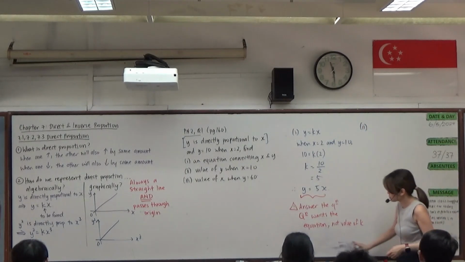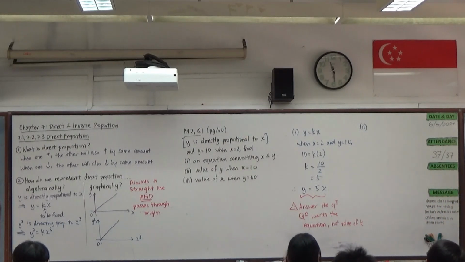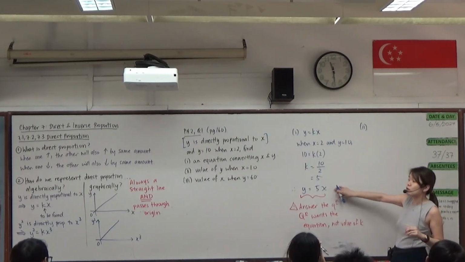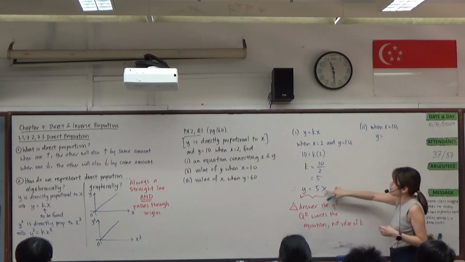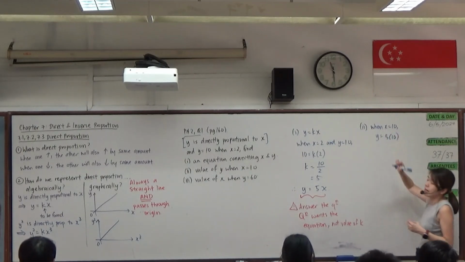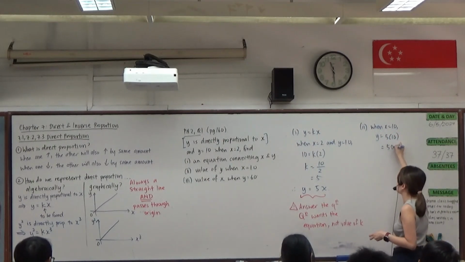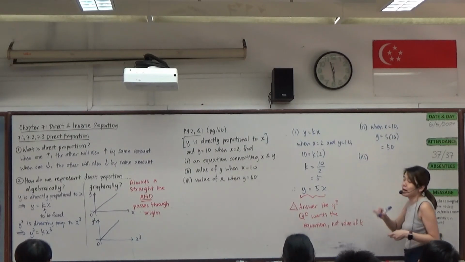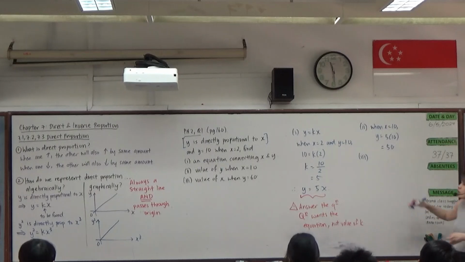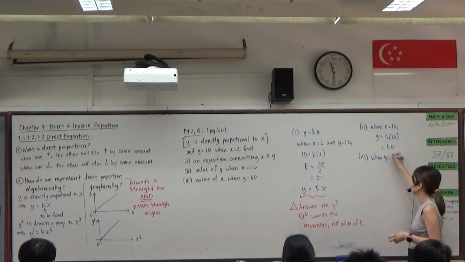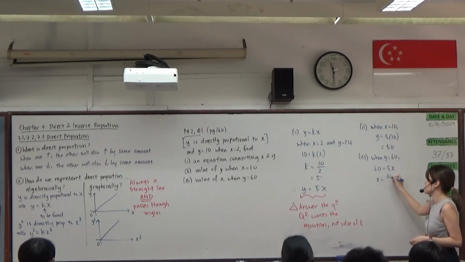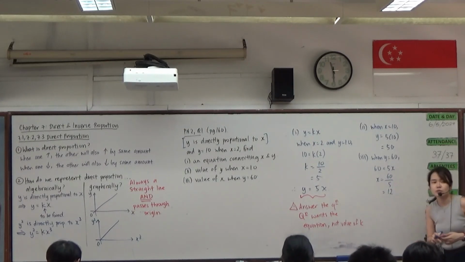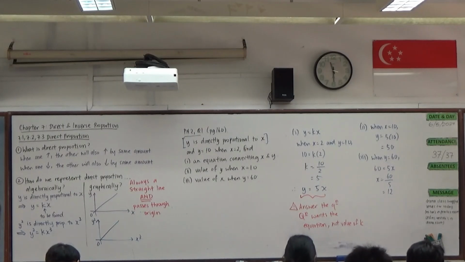Next, in part 2. We want to find the value of y when x equals 10. So we have the equation already. When x equals 10, we can find out what y is by replacing it in here. Replace the x with 10, and then I will be able to get the value of 50. Same thing applies to part 3. As mentioned, y is equal to 60. So you replace the y with 60, and we find that x will be 60 divided by 5, which is 12. And that answers the question.